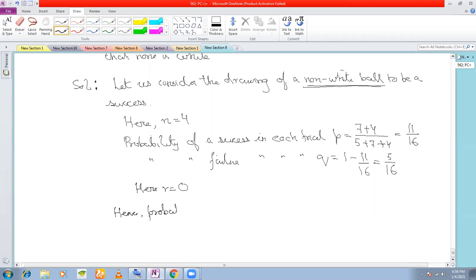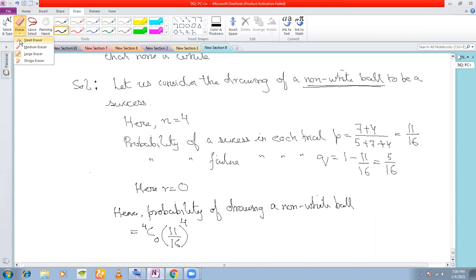Hence the probability of drawing a non-white ball must be equal to nCr, 4C4, into P to the power of R. What is P here? 11 by 16, to the power of R. Probability of success is P to the power of R. When you're drawing a non-white ball, the value of R must be 4, because in all 4 trials you're not getting a white ball, right?